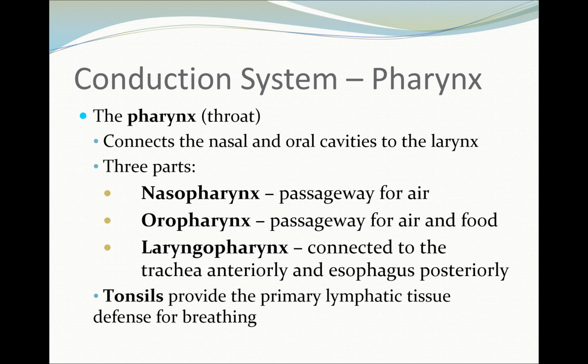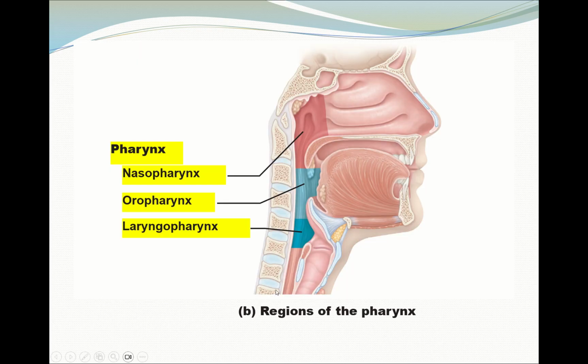Tonsils provide the primary lymphatic tissue defense for breathing. So again, here's our nasopharynx, our oropharynx, and our laryngopharynx.